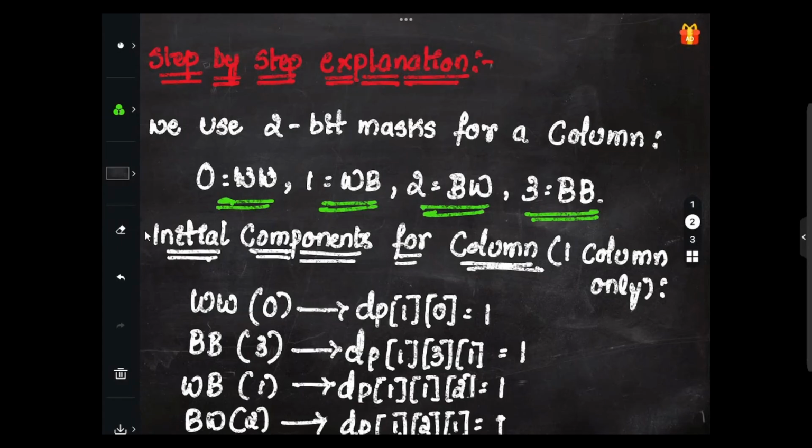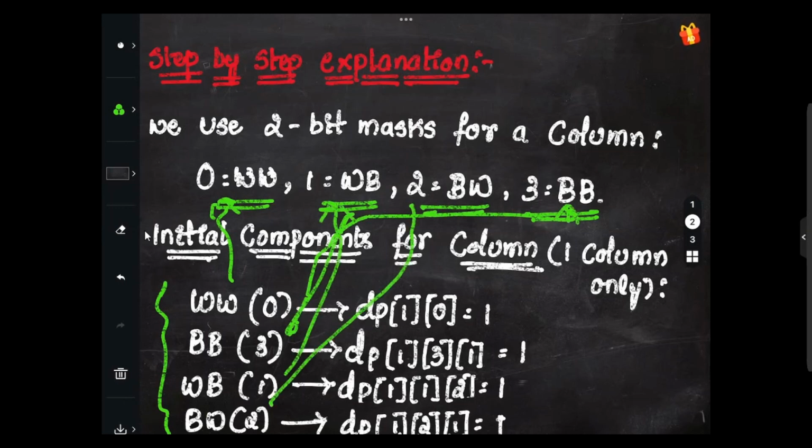We are considering only the column 1, right? So here we have considered WW, BB, WB and this one BW of 2, this one 1, 3 and 0. How it came? From this step, right? So this one BB, this is fine. WW, this is fine. WB is nothing but this one, and BW is nothing but the value 2, right? So I hope this part is clear. Easy to understand, right? We are just going with the initial components for the column 1, for the first column only.